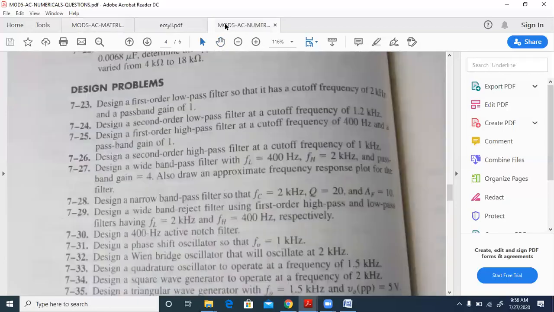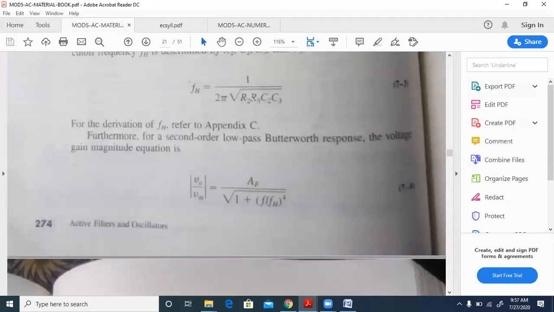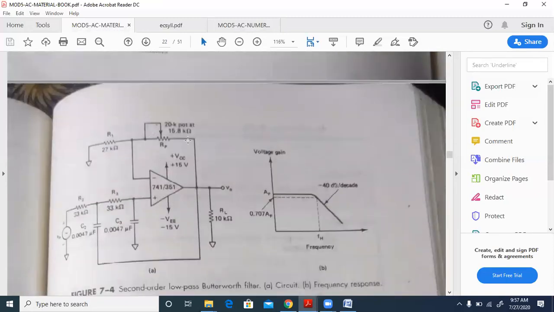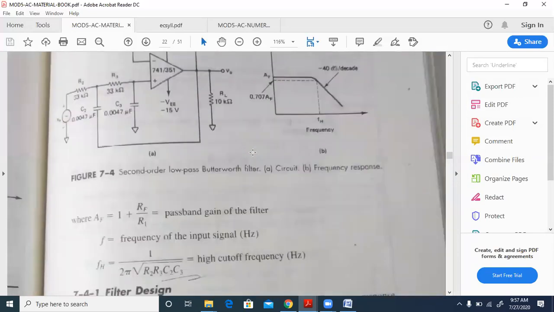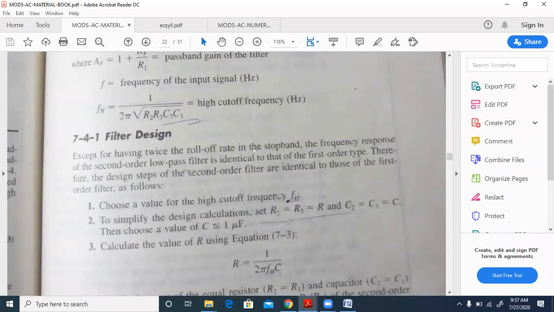Now what is it which is given to us? Is a gain given to us? No, it's not given, right? A gain is not given to us. So we can choose whatever gain you feel like, okay? However, it is only the FH value we need to find, and then you can find the value of RF and R1, right? So if you want a gain of 2, then you can choose RF equal to R1. I think for Butterworth, it is a standard value. AF is equal to 1.586 for a Butterworth filter.